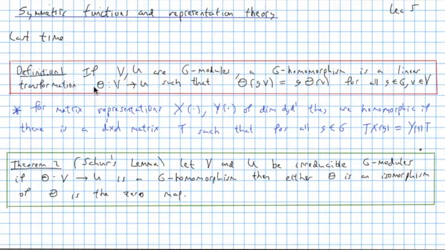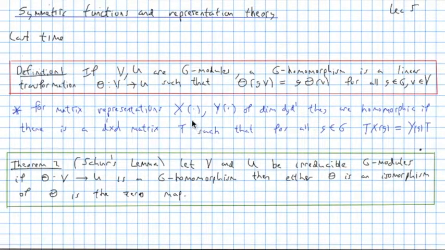So if we have a linear transformation theta from V to U, such that if we take a vector v and apply the action of g on the first module, and then we take that vector by theta to U, that's the same as first taking the vector v, applying theta, so it goes to the vector space U, and then applying the action of g. So this holds for all elements of the group and all vectors v in my module V.